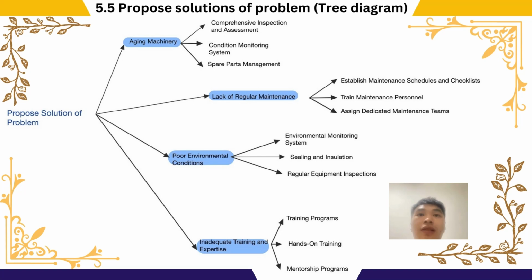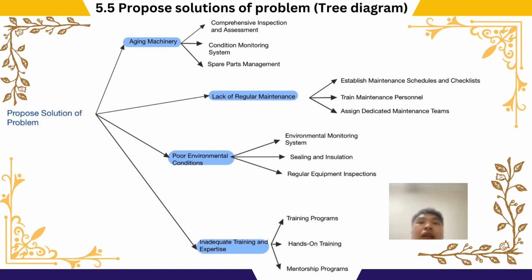The first challenge we encounter is aging machinery. The strategy is a thorough inspection to assess the current condition of the equipment. We identify signs of wear, potential failure points, and safety concerns. To enhance proactive maintenance, we propose the installation of a condition monitoring system that uses sensors and data analytics to track real-time health, enabling swift interventions. Complementing these measures is a robust spare parts management system, creating an inventory for timely replacement and minimizing downtime.